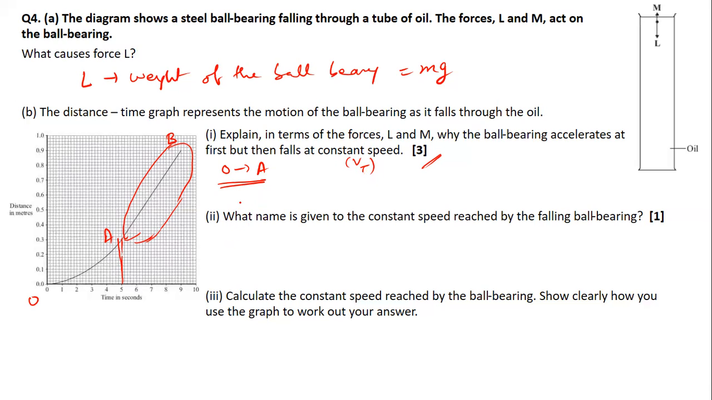Do you have an answer or shall I explain? I'm not sure. Okay, fine. When we say there is an acceleration, this is not deceleration, it's an acceleration, which means this force is larger than the capital M force. The total force is in the downward direction. In the region from O to A, the mg force is larger than the buoyancy force, which is M here. So M represents the buoyant force. In this region, L is greater than M, and as a result there is an acceleration. This will give you 1 mark.